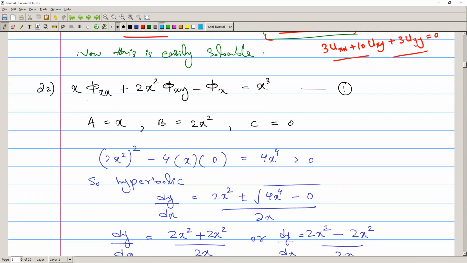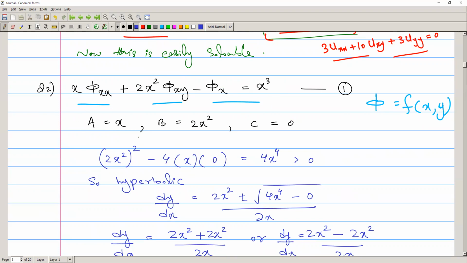Let's say that this is the question, right? The question is x phi xx. So you don't need to be confused with this phi xx. Here it's simply phi is a function of x and y, right? So it can be anything. It can be z. We can also represent it by theta or anything, right? So the procedure is the same. We are not going to be confused with it. x phi xx plus 2x squared phi xy minus phi x equals x cubed, right?